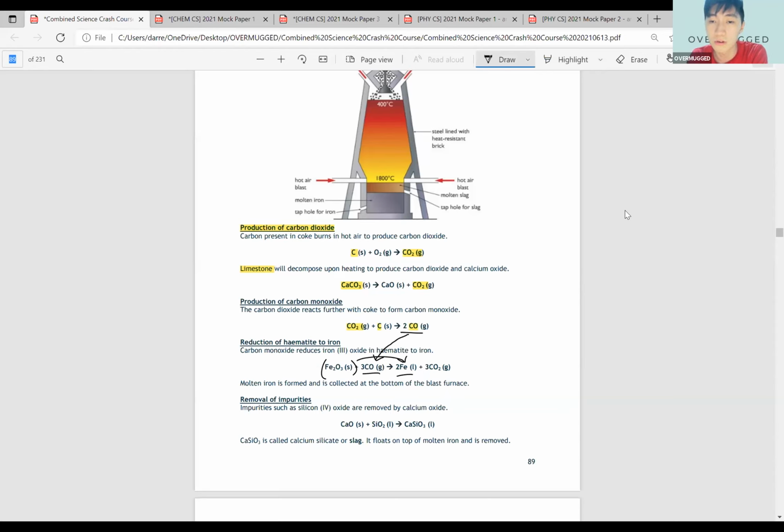Who is responsible for this? Your carbon monoxide is responsible for reducing your iron oxide. Therefore, we need the carbon monoxide. And I cannot get carbon monoxide unless I do the first three steps.